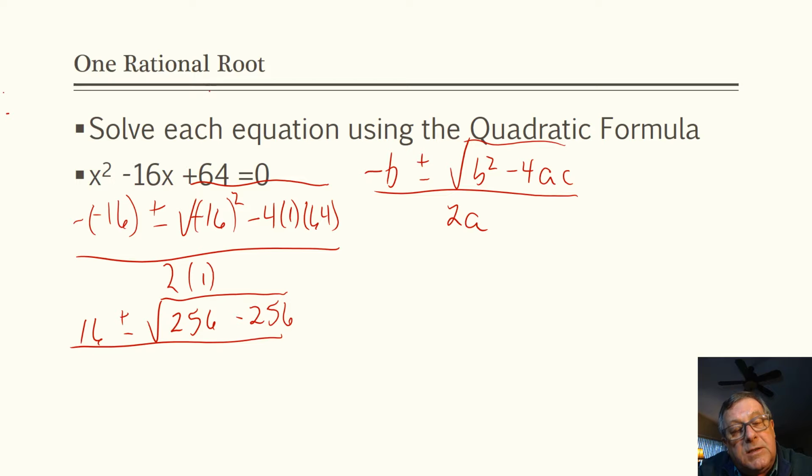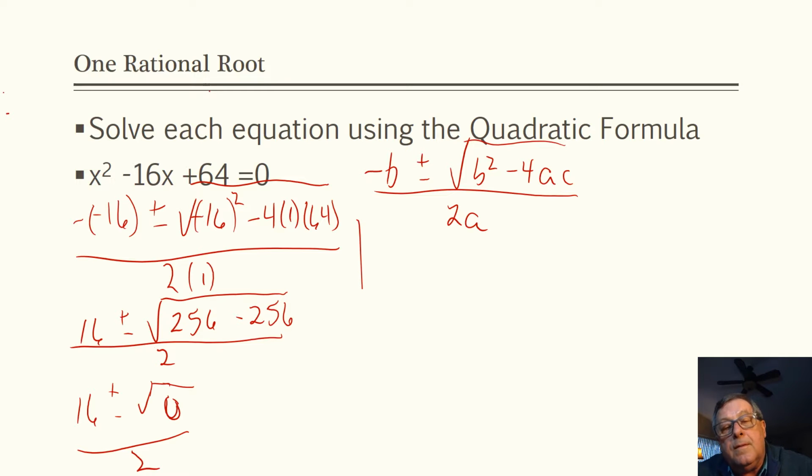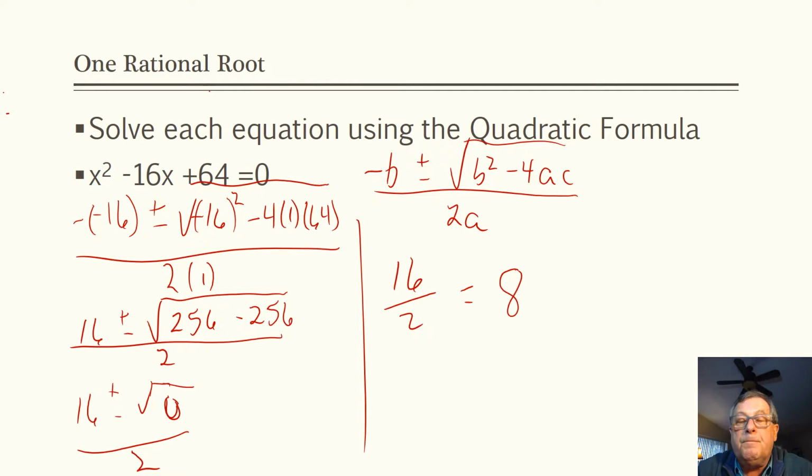So this is going to give us 16 plus or minus the square root of positive 256 minus 256, which is 0. Square root of 0 is 0 over 2. So then we've got 16 over 2, which is equal to 8. And that's our solution. We just have one solution.